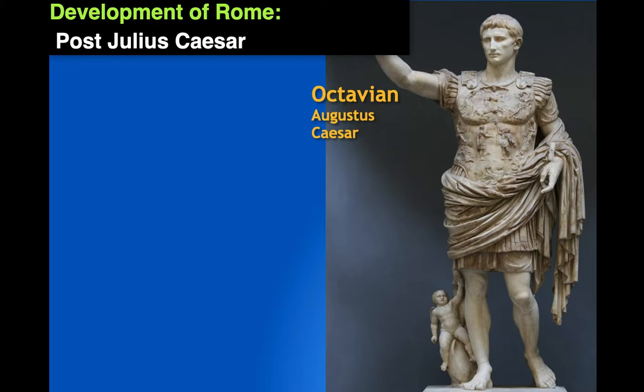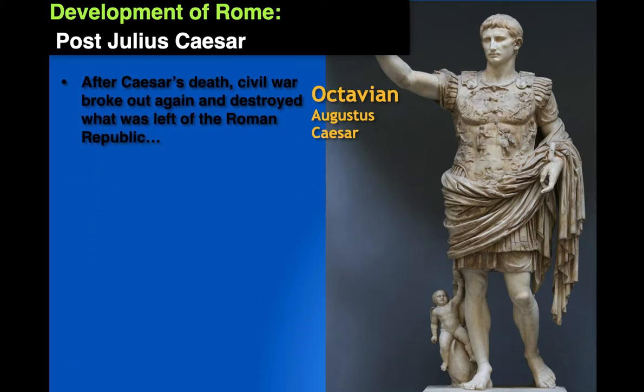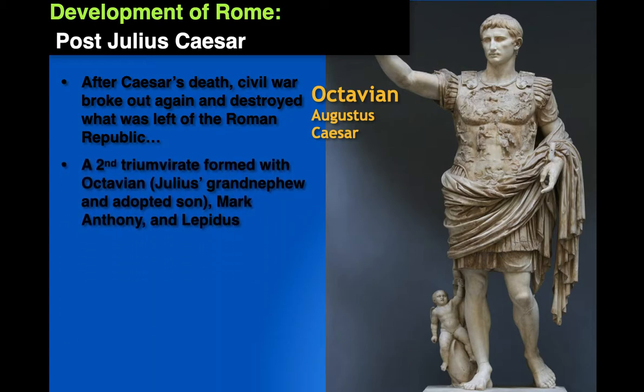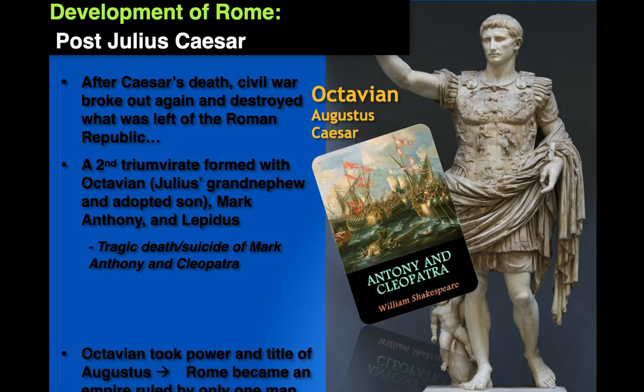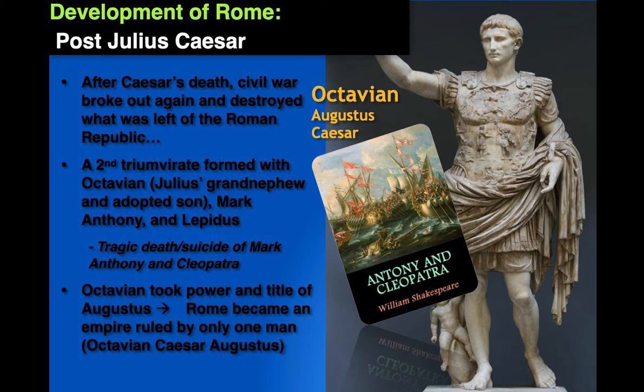So, development of Rome post-Julius Caesar: you have Octavian, Augustus Caesar, who was a dictator. After Caesar's death, civil war broke out again and destroyed what was left of the Roman Republic. A second triumvirate formed with Octavian, Julius's grandnephew and adopted son, Mark Antony, and Lepidus. Tragic death-suicide of Mark Antony and Cleopatra. Cleopatra, remember, was the Egyptian queen. Octavian took power and the title of Augustus.